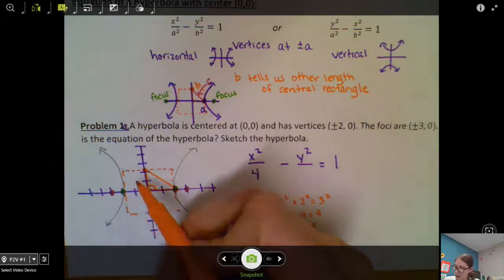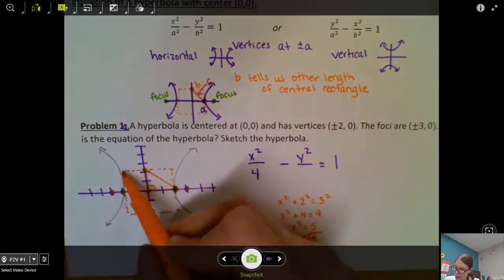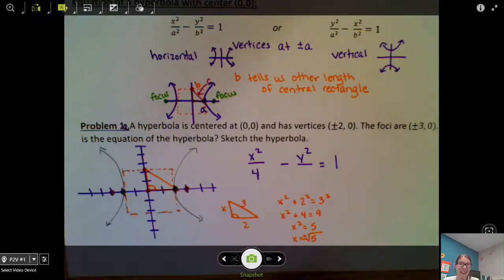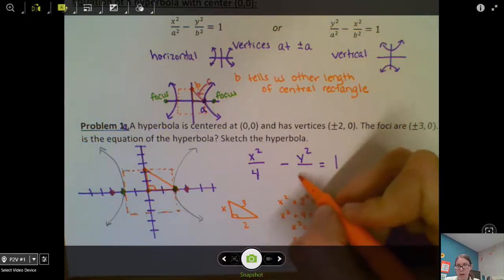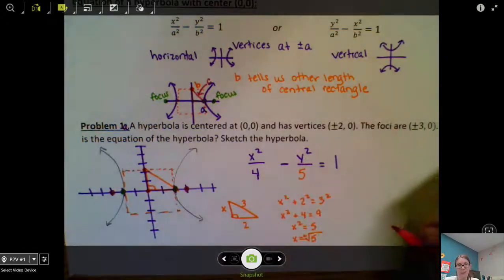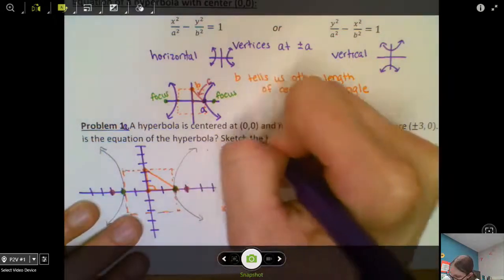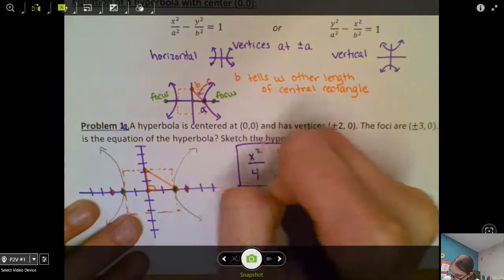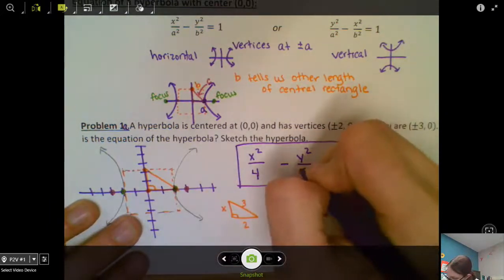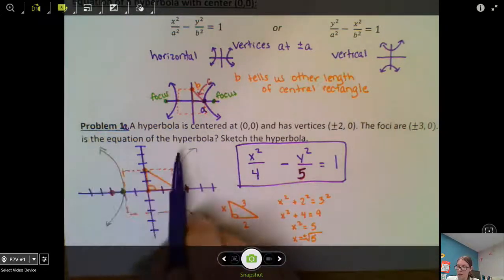Okay, and I actually drew that in pretty close here. Square root of 5 is just over 2. So that tells us the height of our central rectangle is the square root of 5. And that is what goes into our equation here. Square root of 5 squared is the 5. Okay, we got our equation figured out. x squared over 4 minus y squared over 5 equals 1. Answering this part of the question.